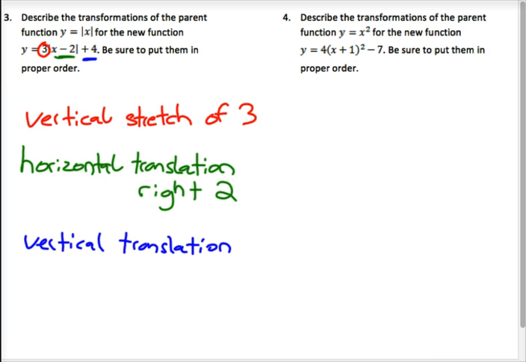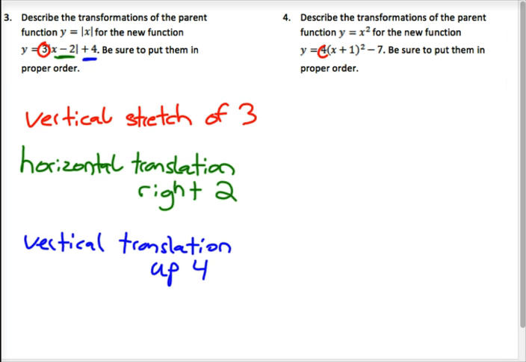Now remember, when it comes to these vertical translations, the action is happening as we'd expect. So that plus 4 means simply up 4. And now our next one ends up operating exactly the same way, okay? We're going to go step by step, identifying those same pieces.